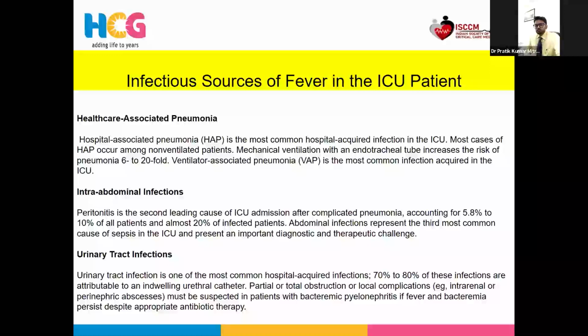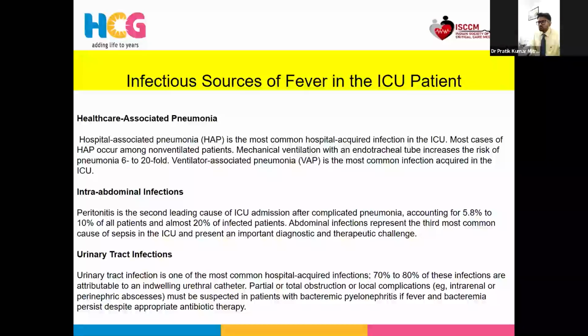In intra-abdominal infection, peritonitis is the second leading cause after complicated pneumonia, at around 5.8 to 10% of all the patients. Abdominal infection represents the third most common cause of sepsis in the ICU and presents important diagnostic and therapeutic challenges. Urinary tract infection is one of the common hospital-acquired infections. 7 to 8% of these infections are attributable to indwelling catheters.